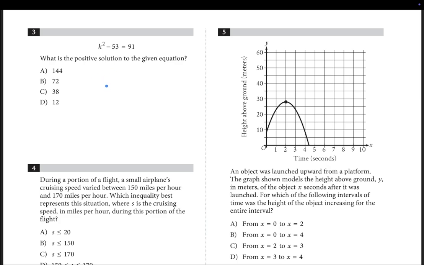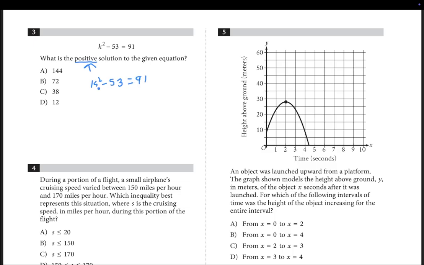Alright, so here we have question number 3. It states k squared minus 53 equals 91. What is the positive solution to the given equation? The word positive right here is going to be important for when we later figure out our answer. So we're going to write the original equation, k squared minus 53 is equal to 91.